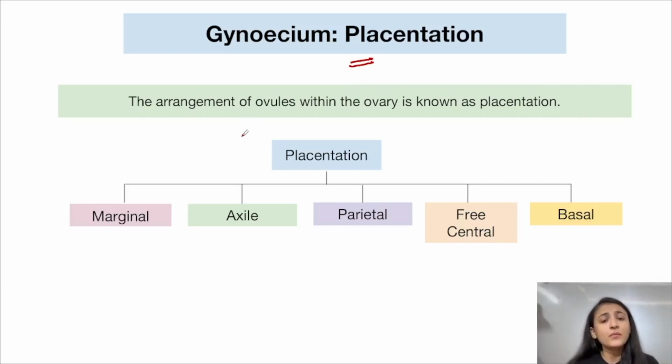So the arrangement of ovules within the ovary is known as placentation, and these arrangements are of different kinds. Based on that, we can classify placentation into different types of categories. So there is marginal placentation, axial placentation, parietal placentation, free central and basal. So let us study each of these placentations in detail.